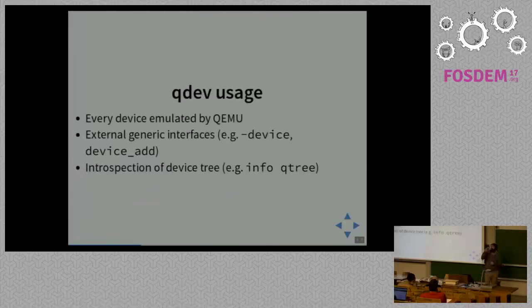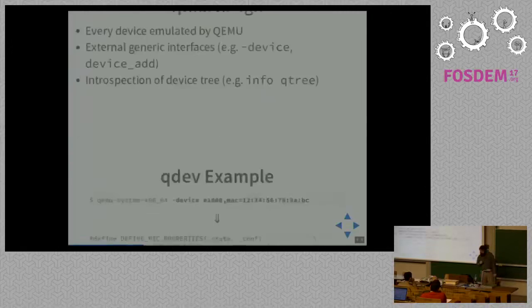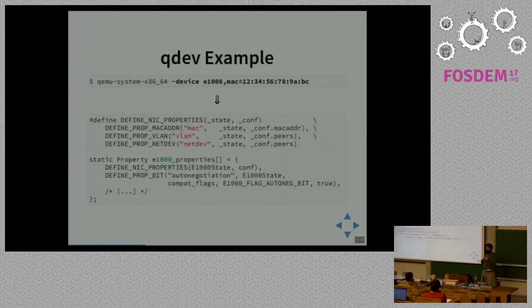So QDev is quite successful inside QEMU. It's used internally to create and configure basically every device inside QEMU. And in addition to internal usage, it provides a generic command line and monitor interface to handle and plug devices. Its hierarchy and property system also allow users to introspect and inspect what's inside a virtual machine, for example, using the info qtree command. So let's see QDev in action.